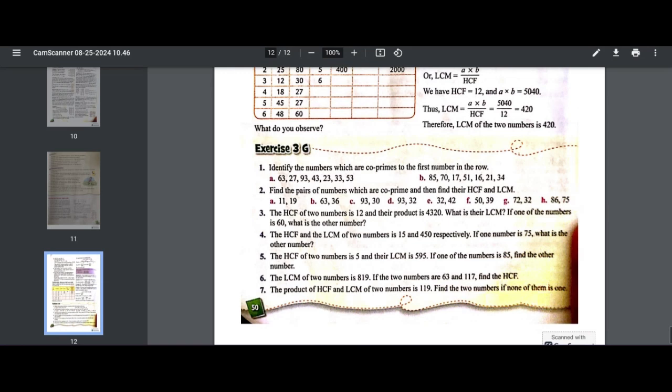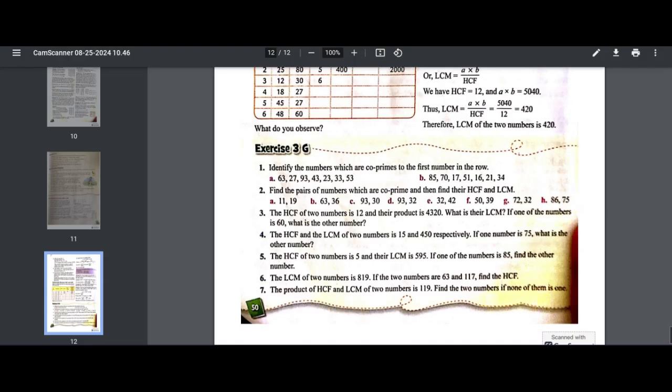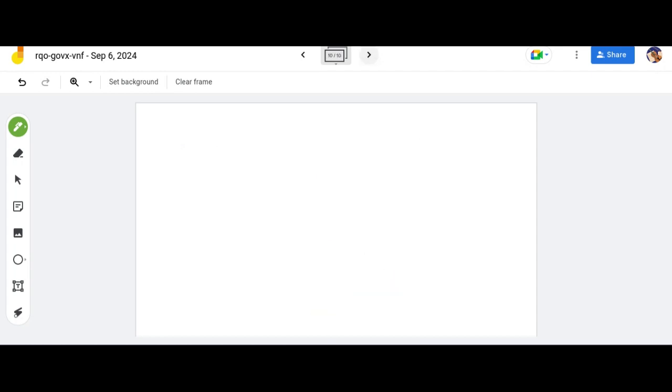For example, just do the last part. Question number 7: the product of HCF and LCM of two numbers is 119. So the HCF and LCM product value is 119. Find the two numbers if one of them is 1. I have the value of B, which is 1, and this is 119. The 119 goes here and it will be divided by 1, which gives the same answer, 119. This is how you can solve this.